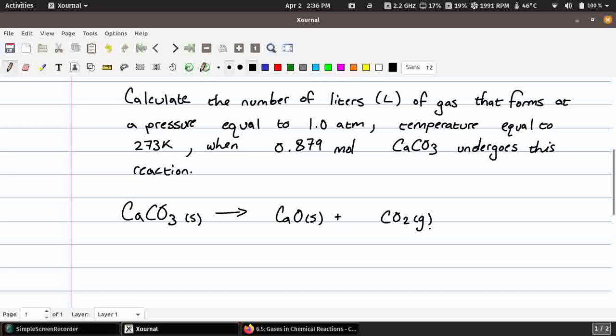So what we're trying to calculate here is the number of liters of gas that forms at a pressure equal to 1.0 atmospheres, temperature equal to 273 kelvins, and then we're given a mole amount of a reactant of this. So we need to find the liters of gas that are created.